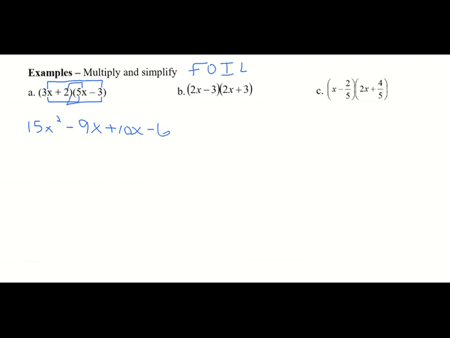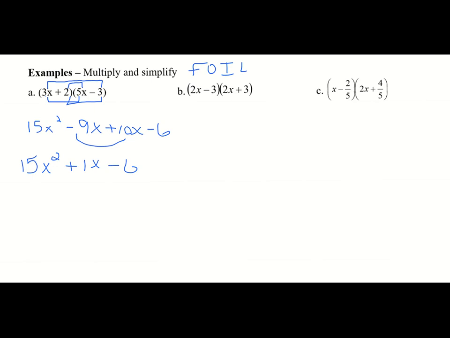Now you do want to check to see if you can combine like terms, and I can in the middle here. When I do negative 9x plus positive 10x, I get positive 1x, or just x. So you can write 1x or just x. My final answer is going to be 15x squared plus x minus 6, and that's our final answer there.